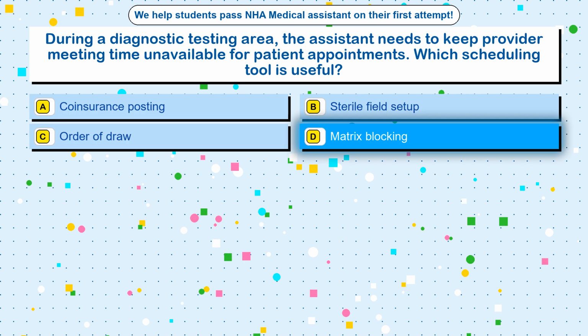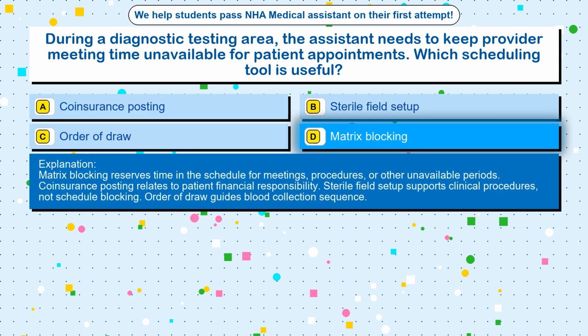Matrix blocking. Matrix blocking reserves time in the schedule for meetings, procedures, or other unavailable periods. Coinsurance posting relates to patient financial responsibility. Sterile field setup supports clinical procedures, not schedule blocking. Order of draw guides blood collection sequence.